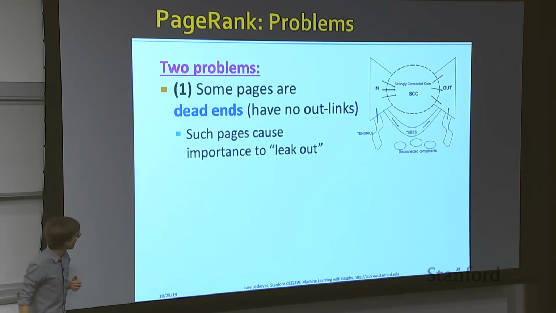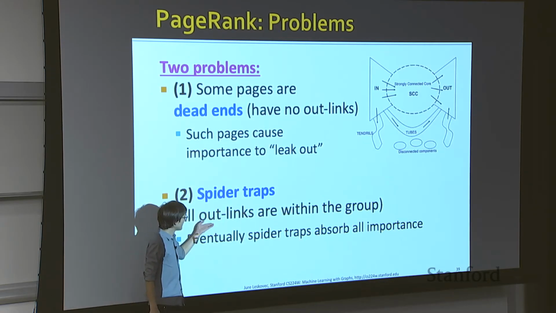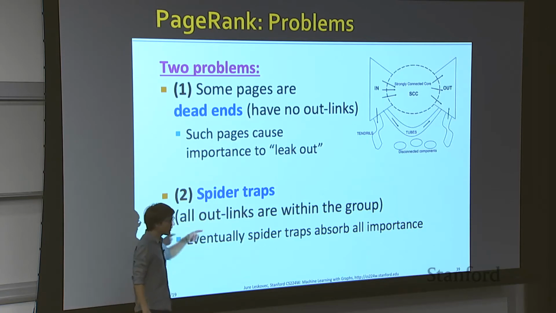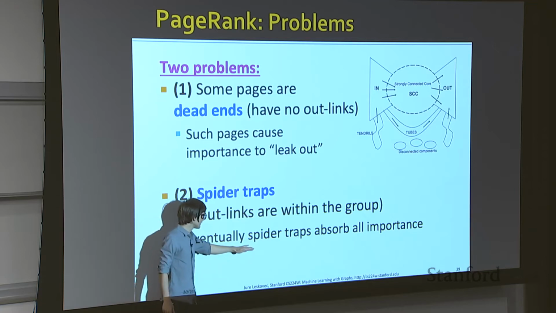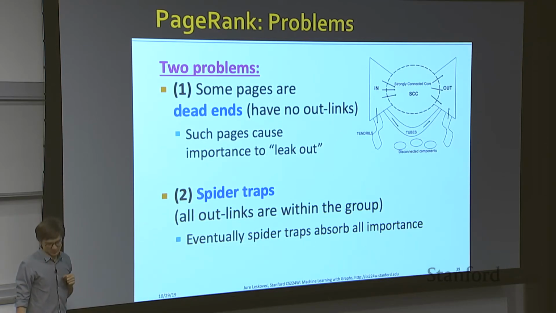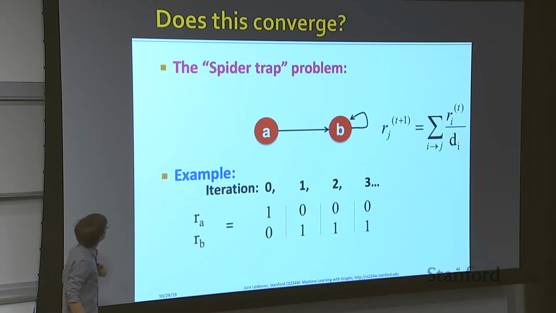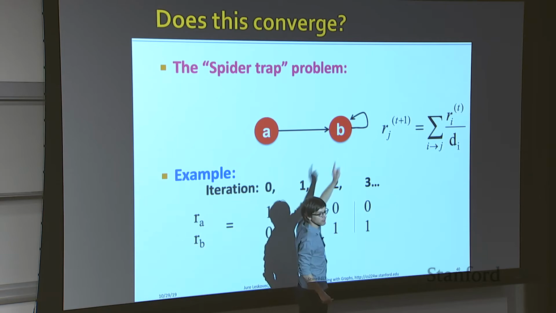There is another problem, which is called spider traps. These are basically cycles where the random walker gets trapped. This means that eventually the spider trap will absorb all importance. Let me give you an example. Here is a spider trap problem. Imagine I have this graph where there is a self loop in B.